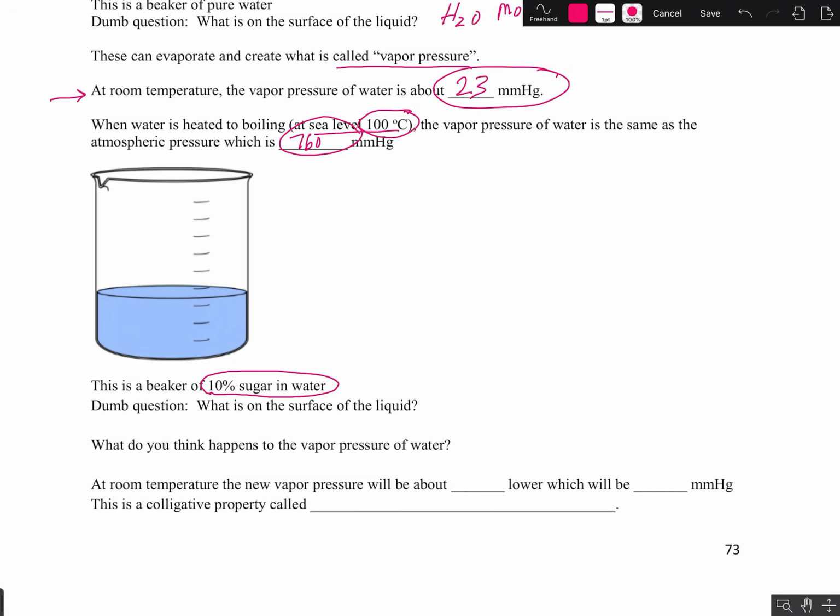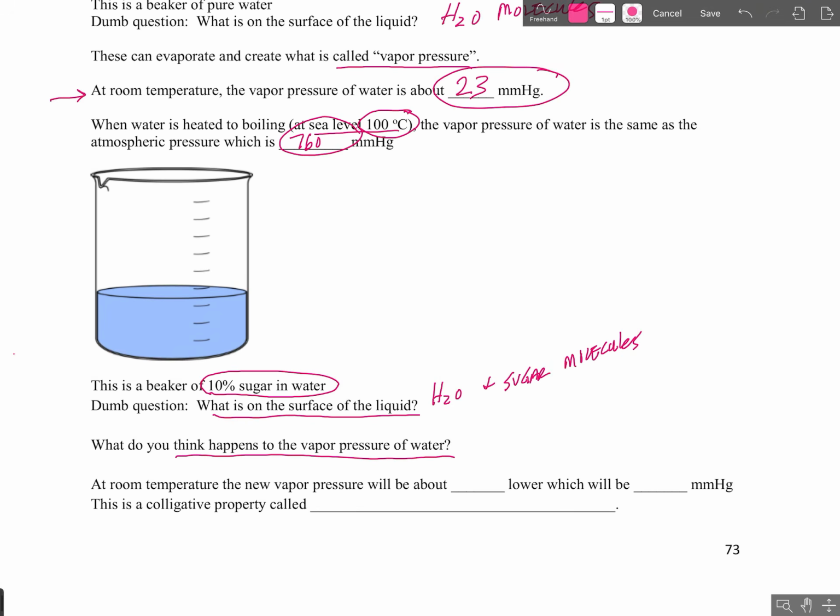So, dumb question again, what is on the surface of the liquid this time? Okay, very good. There's water molecules on the surface. Good. And what else is there now? Yeah, there are sugar molecules and water molecules on the surface. What do you think happens to the vapor pressure of water when I have 10% of the molecules being sugar instead of 100% of the molecules being water?